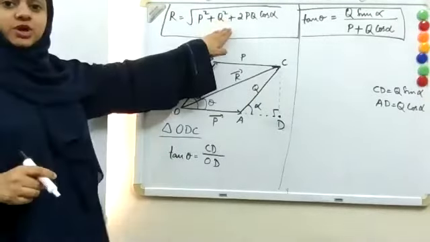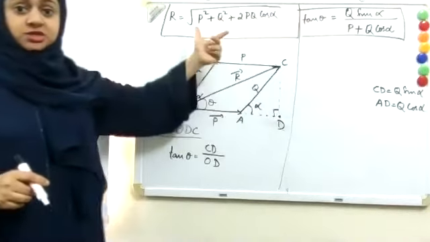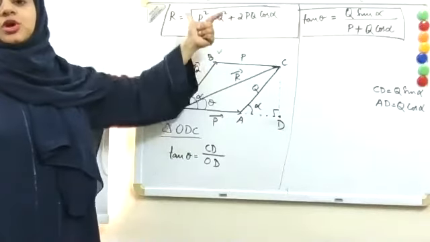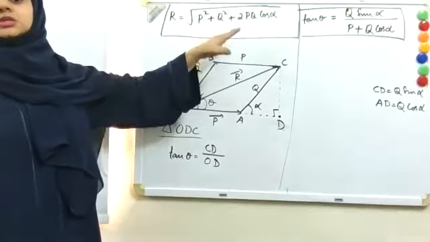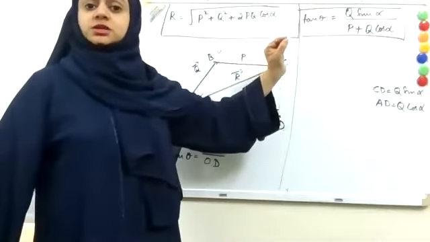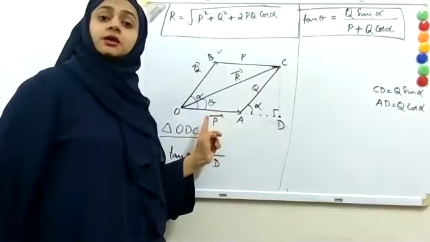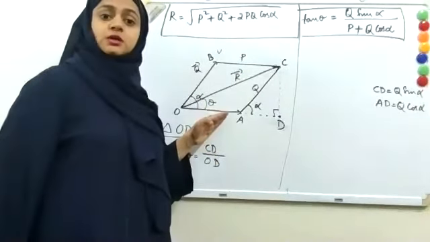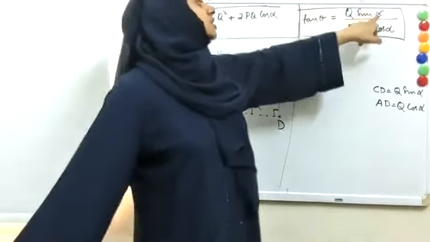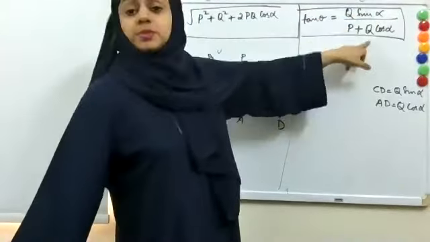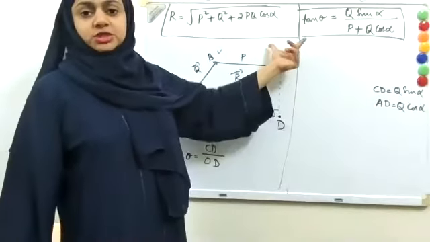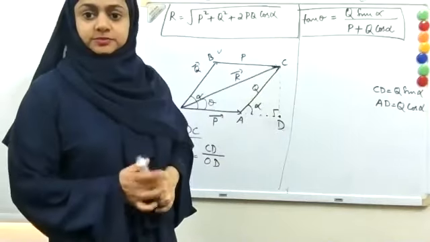So you have to memorize these two expressions. What is this? The magnitude of the resultant vector is equal to root of P square plus Q square plus 2PQ cos alpha. And the resultant makes an angle theta with the first vector, where theta is given by tan theta is equal to Q sine alpha by P plus Q cos alpha. Is this clear to you, the derivation and the formula?